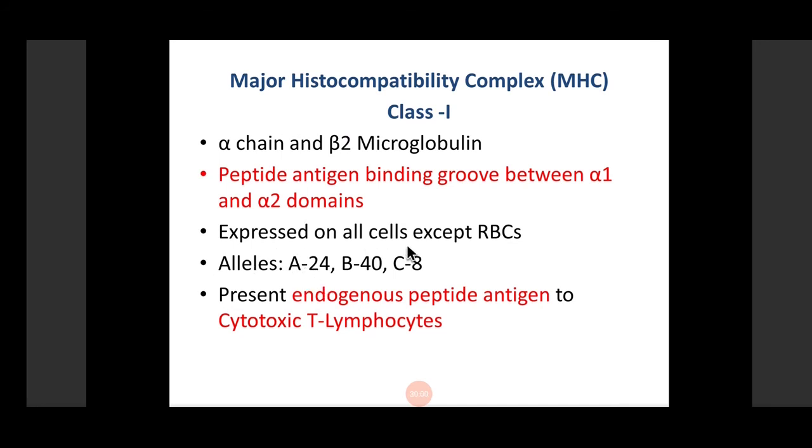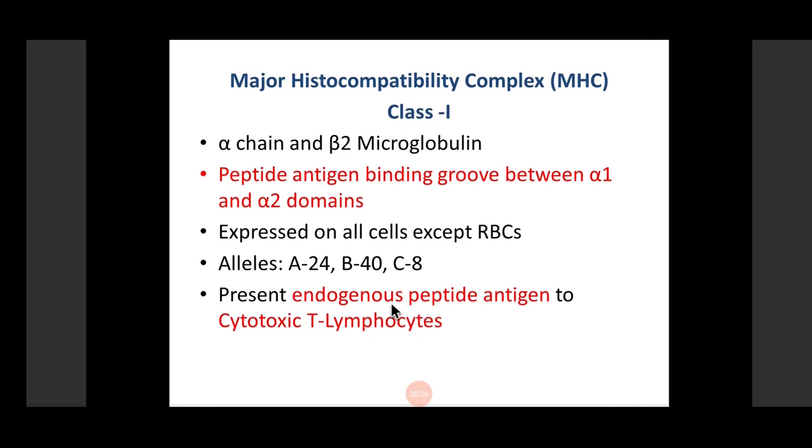Now this is a very common question that you get in your exams: which cells express MHC class 1? They are expressed by all the cells except RBC. So all cells of our body express the MHC class 1 except the RBC. And what are the peptide antigens they present? They present the endogenous peptide. Now what do you mean by endogenous? Any peptide which is produced within our own cell is called endogenous.